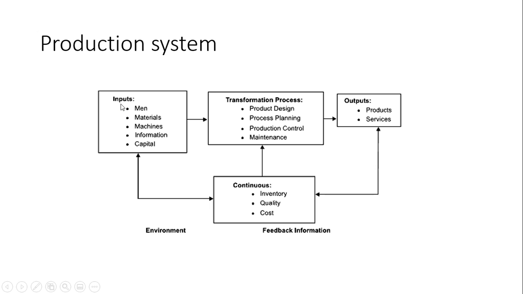Inputs consist of men, materials, machines, information, capital, which are entered inside the transformation process, which includes the product design, process planning, production control, and maintenance. All of those activities will be implemented to transform inputs into outputs as products or services.